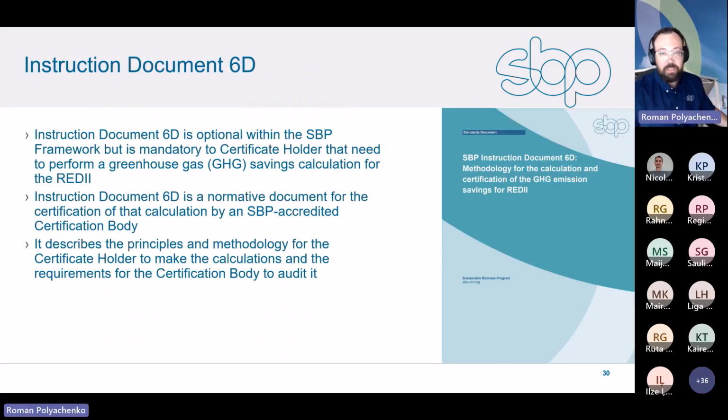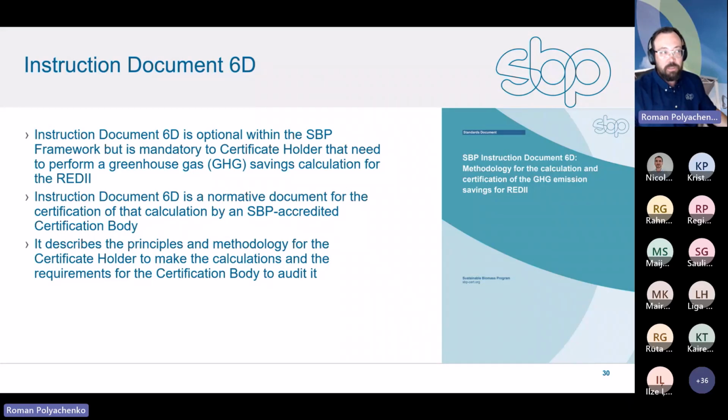As I explained, standard 6 doesn't work alone. It works with the instruction documents. Currently, one available document is instruction document 6D. It's optional. It includes RED 2 methodology for greenhouse gas calculations. It's normative, can be used by certificate holders to do their calculations and by certification bodies to certify those calculations.